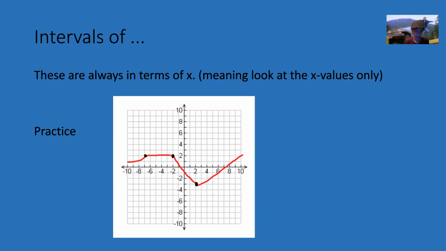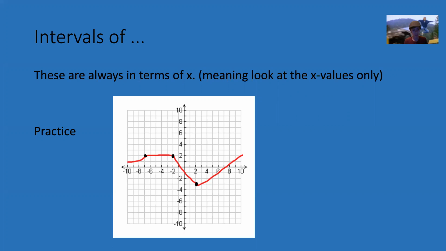So these are always in terms of x, and you probably learned about these both in Algebra 2, but here's a refresher. It's really simple. When something's increasing, it goes up. When it's decreasing, it goes down. Constant means flat, it's not doing anything. So that's simple. You just have to know how to state it.